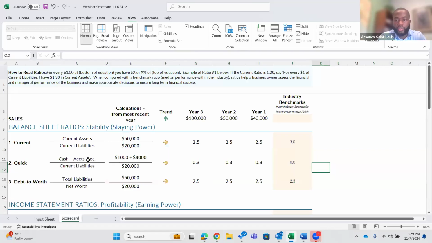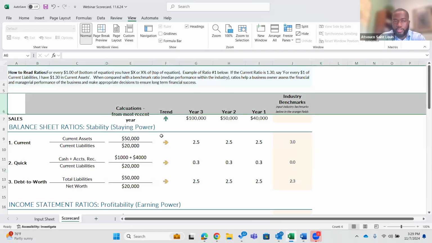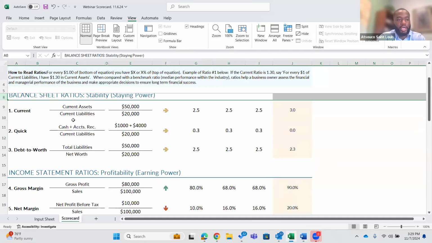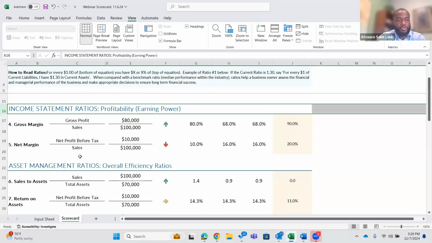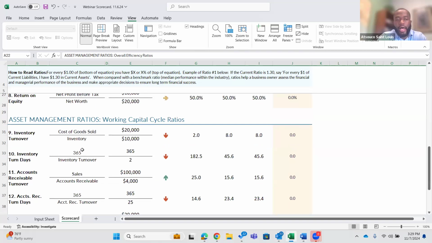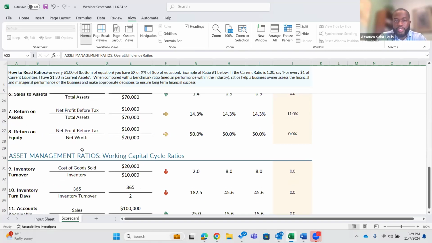So let's move on to the scorecard a little bit. And again, I know it's a lot of information right now and a lot of things that we don't necessarily understand or know, but what I want you to pay attention to are the years. Pay attention to the balance sheet ratios, the income statement ratios, the asset management ratios, and I am not going to go through all of these ratios for a couple of reasons.